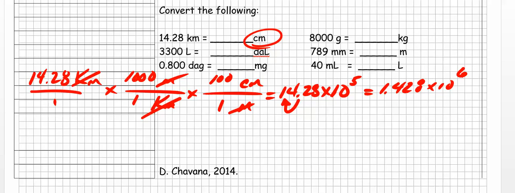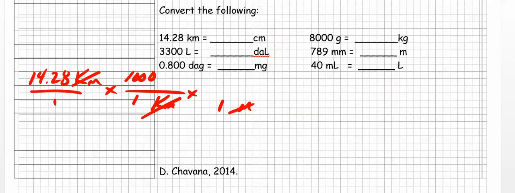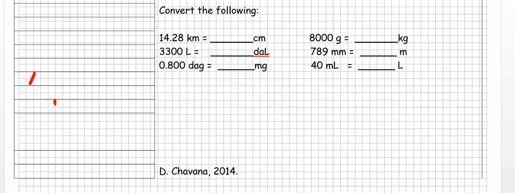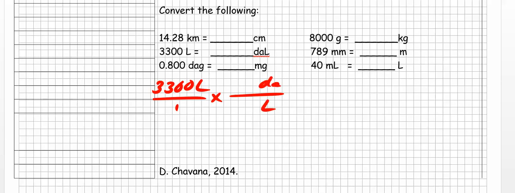Let's erase that and try another one. All right, so here we go. Let's do 3,300 liters, and we want to get to decaliters, right? So here's how we do it. We're going to start with what we know, which is 3,300 liters, just like that, over 1, times, now, I'm already at the unit. So the question is how many decaliters, and so whatever unit's on the upper left is on the lower right. And I'm looking for decaliters, so I'm going to say DAK.